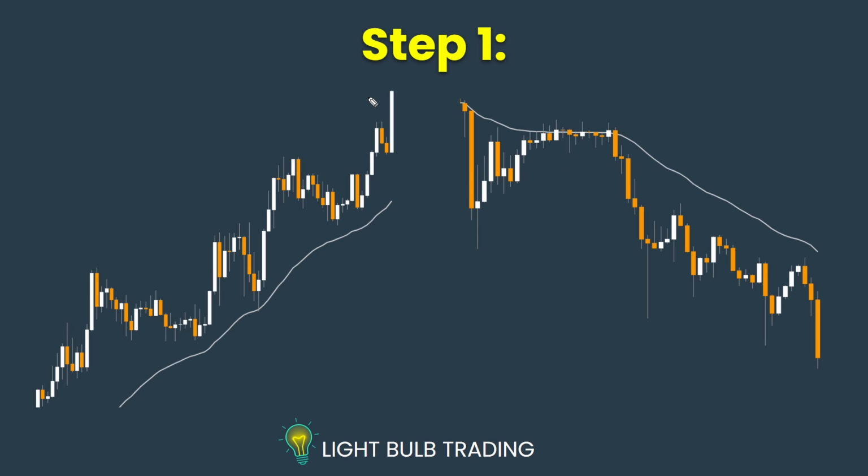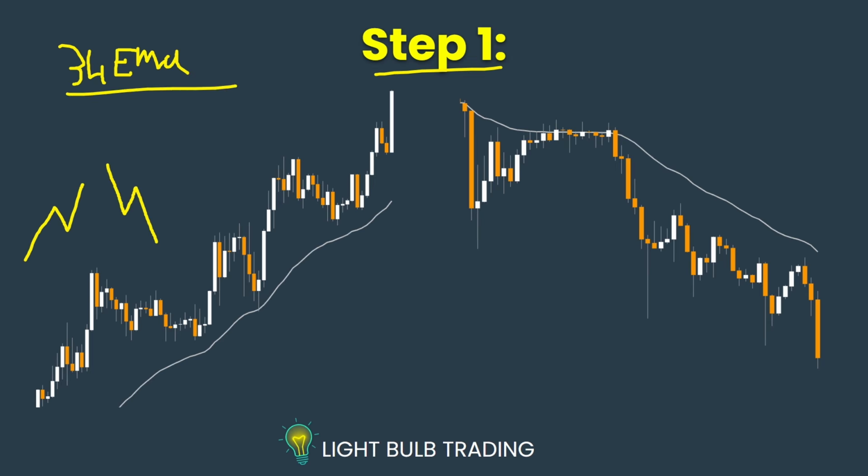Step one is defining direction. Are we bullish, looking for longs, or are we bearish, looking for shorts? Now, to do that, we add the 34 EMA to your chart, and it works super simple. It's the only indicator we're going to use throughout this entire model. If price is trading above the EMA, we're going to look for long continuation trades, and if price is trading below the EMA, we're going to look for short continuation trades.